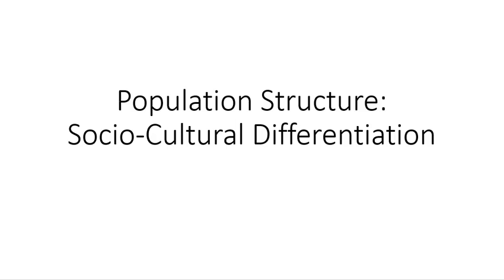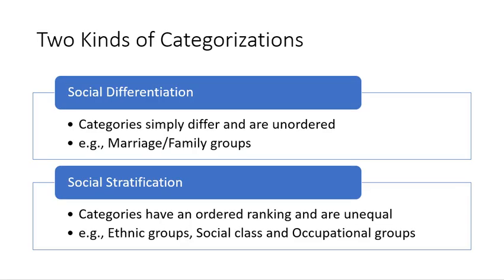Hello, this presentation builds on a previous one looking at the biological population structure. And in this one, we'll focus on one type of sociocultural population structure, and that is the kind we call based on differentiation, which just means there are nominal differences without any hierarchy or ranking. And in fact, there are two types of categorizations, one that is stratified, one that is not. Here we're looking at the non-stratified differentiation categories.